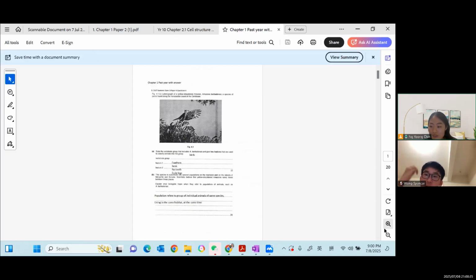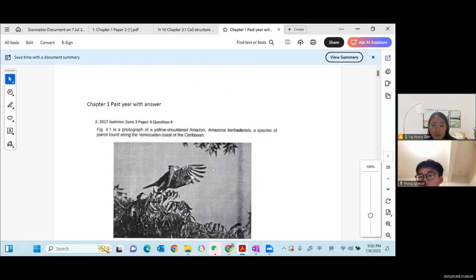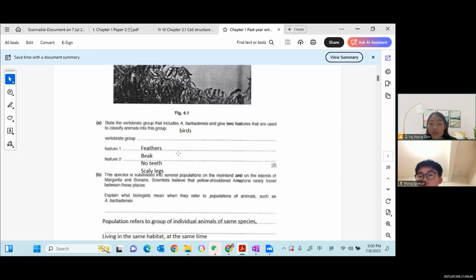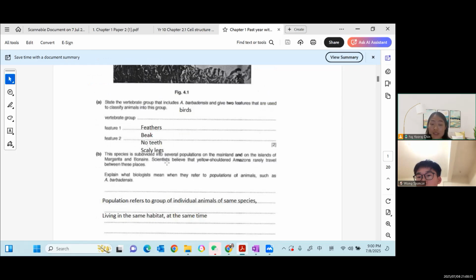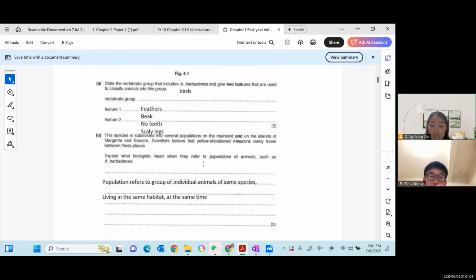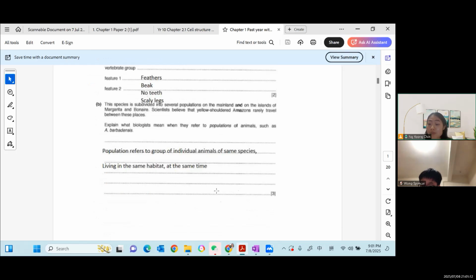The importance of reading this paper: it is based on past year papers from 2016 to 2023. You need to read it just to get an idea on how to write the answer, especially the keywords. Keywords are very important. You need to write the correct keywords in order to get marks. For example, you can see how they define a population. You can say that a population is a group of individual animals of the same species, living in the same habitat at the same time. They give you 3 marks, so you need to write the terms.